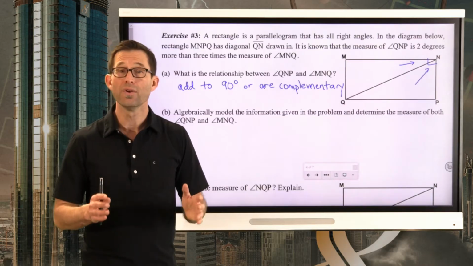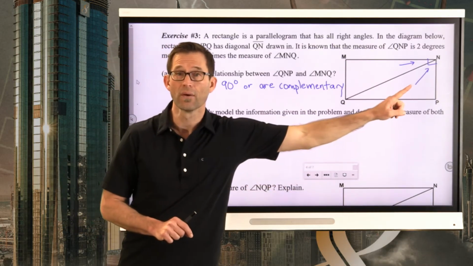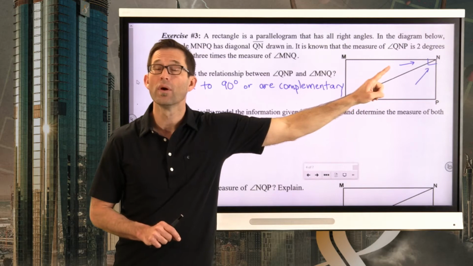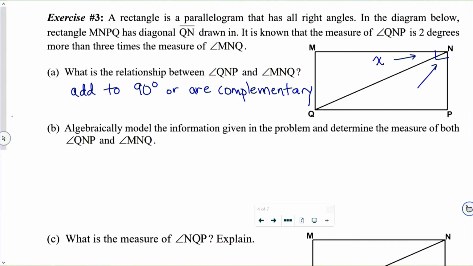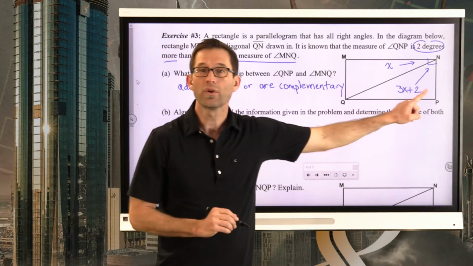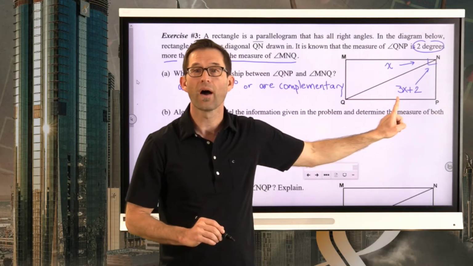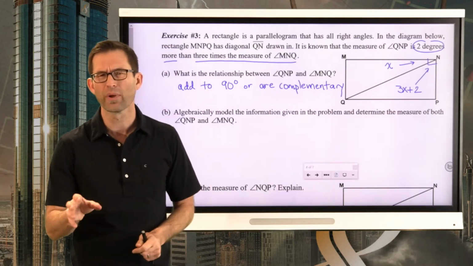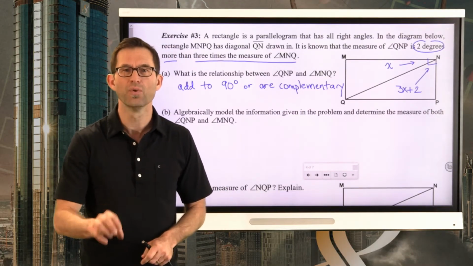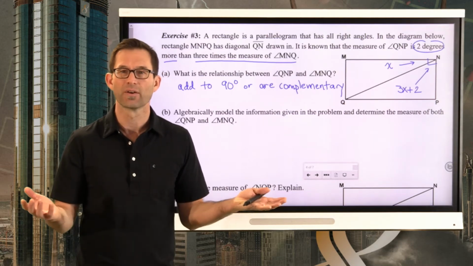Again, notice that the measure of QNP is based on the measure of MNQ. So just like before, I'm going to let this angle be x. And this angle is 2 degrees more than 3 times its measure, so that's going to be 3x plus 2. If you put down 2 plus 3x, that's not wrong, but that's really 3x more than 2. 3x plus 2 is 2 more than 3x. A little technical, but whatever.